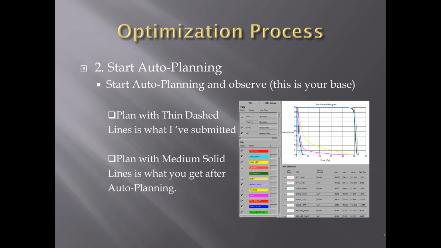So when you finish with your optimization goals, you start auto planning. It's 50 iterations, and you observe. This is your base. Here you can see the thin dashed lines that I submitted, and in the medium solid lines, what you get after just starting the auto planning. So you can see that auto planning gives you very good results, and finally you just have to fine-tune your objectives after that.